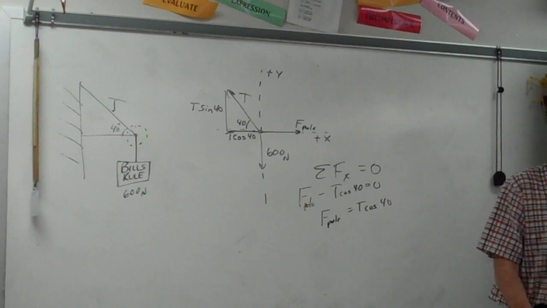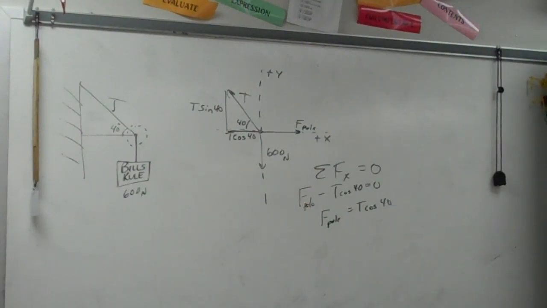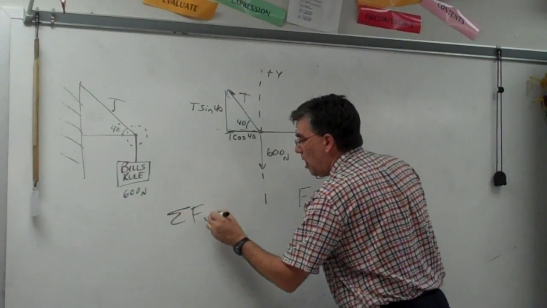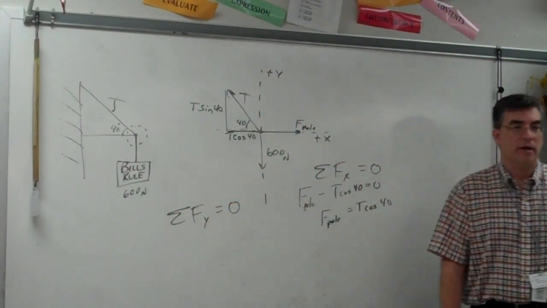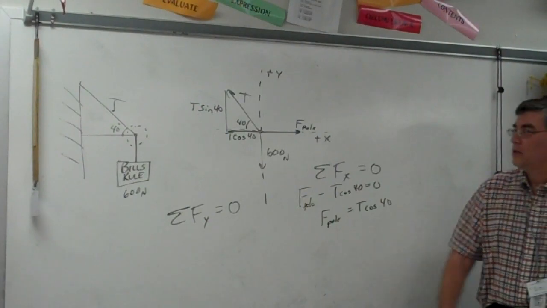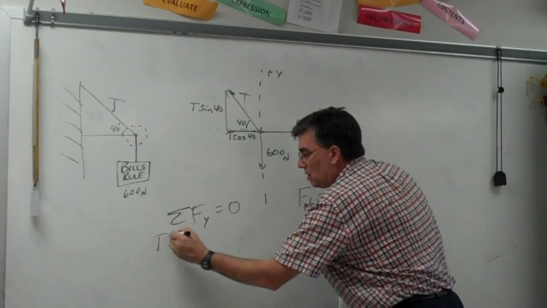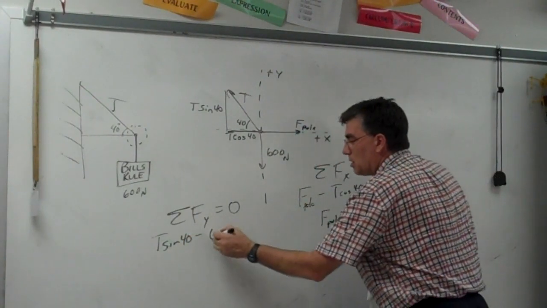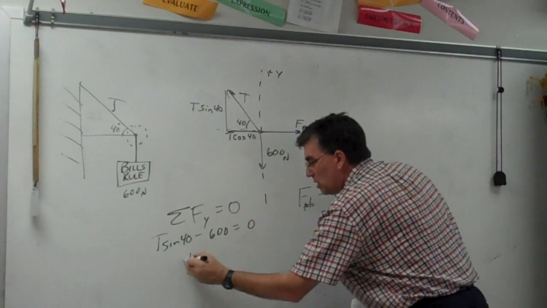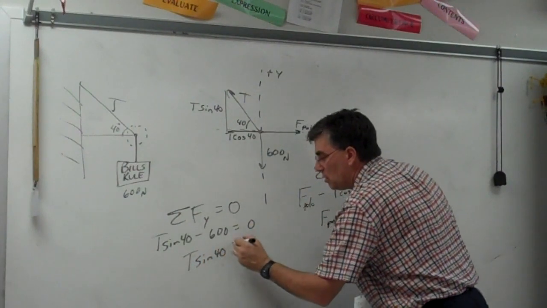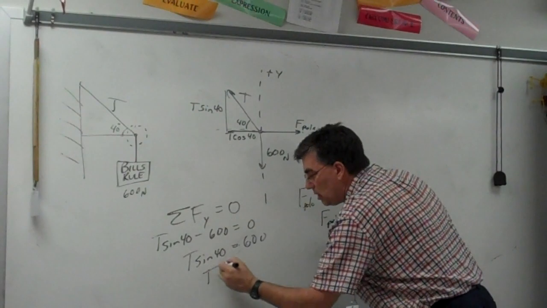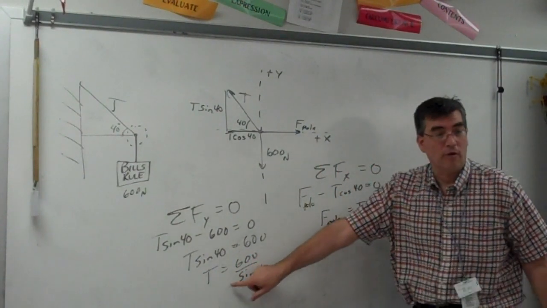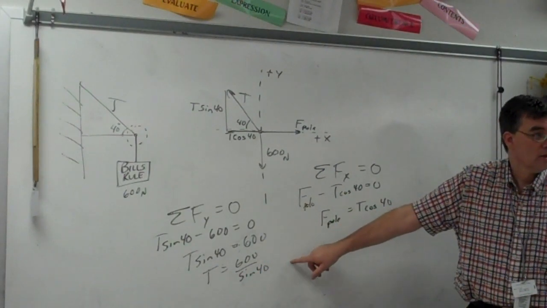Well, that doesn't really help me, does it? So I'll go to the next step. Sum of the forces in the y. What are the forces in the y direction? Start with the positive. You got your T sine of 40, T sine of 40 minus 600 equals 0. So T sine of 40 equals 600. You can solve that. T equals 600 over the sine of 40. Now, this one I can solve. And then you plug it in.